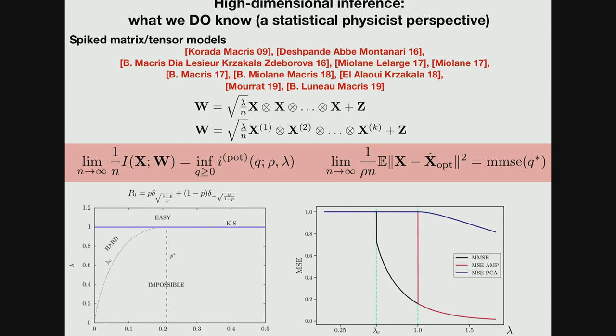If you start to play with the asymmetry in the prior, what happens is that you get this phase diagram with the so-called easy phase that you've heard about a lot now, where efficient algorithms are able to reach optimal performance in the inference. Then below this line, you have the impossible phase, which means that whatever you do, you have no way to reconstruct the signal. It is lost due to the noise, independently of any algorithm.